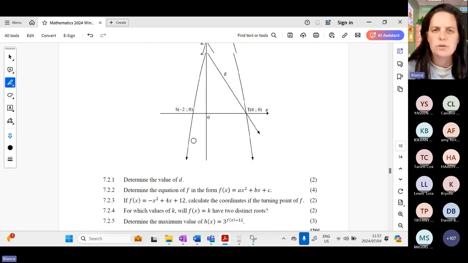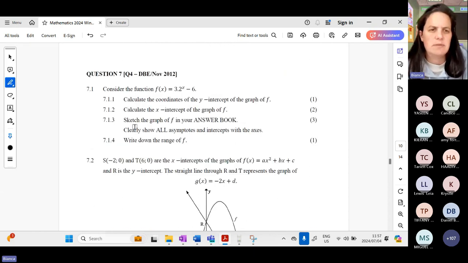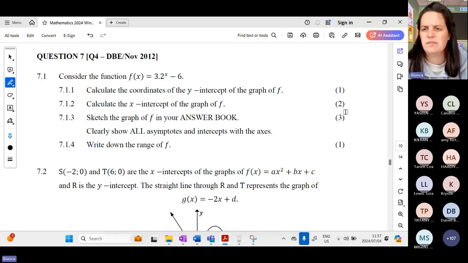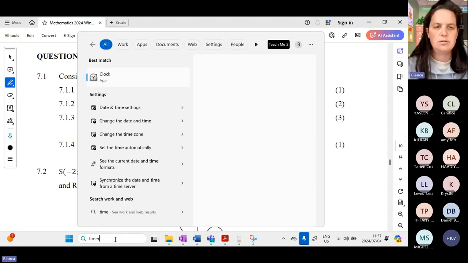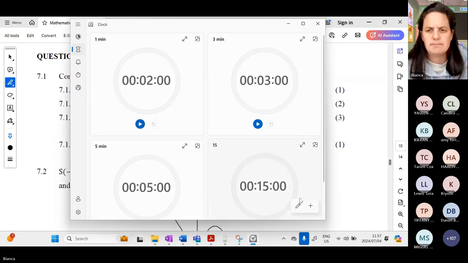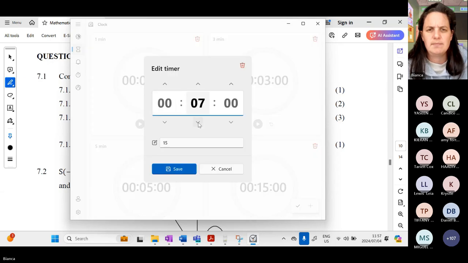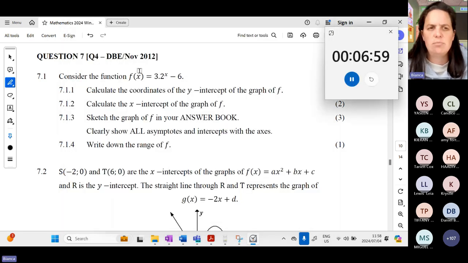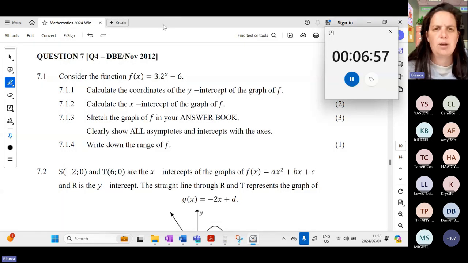This one over here, this is what I want you to do. Can you please do the whole of 7.1 up to 7.1.4? It's not many marks, 3, 5, 6, 7 marks. So 7 minutes. You can start now quickly, and then I'm going to come back to hyperbolas. Okay, 7 minutes, question 7.1. Then I'll come back to my hyperbola.